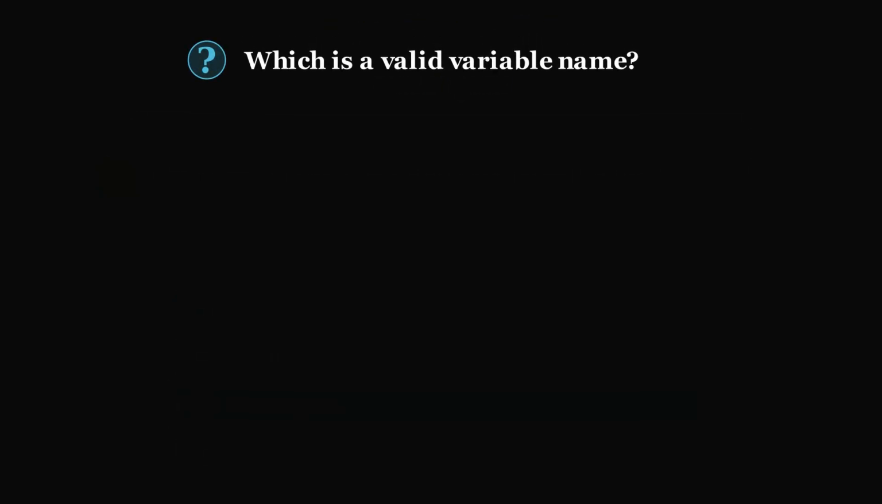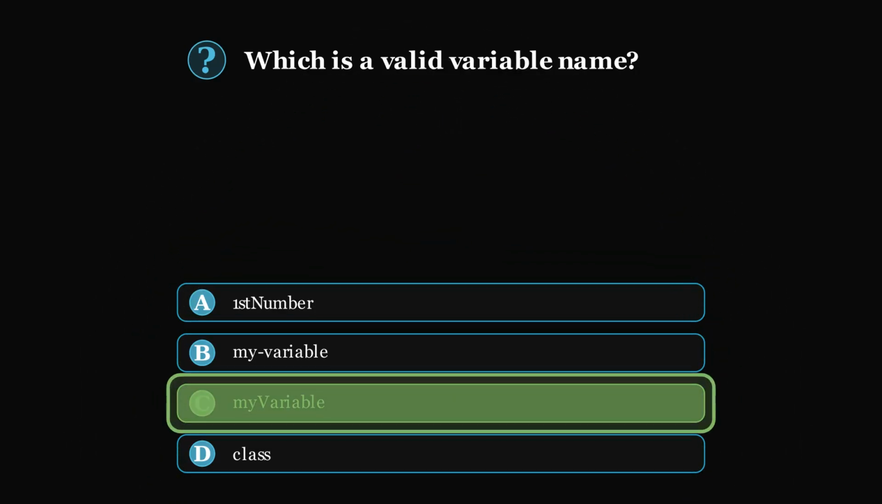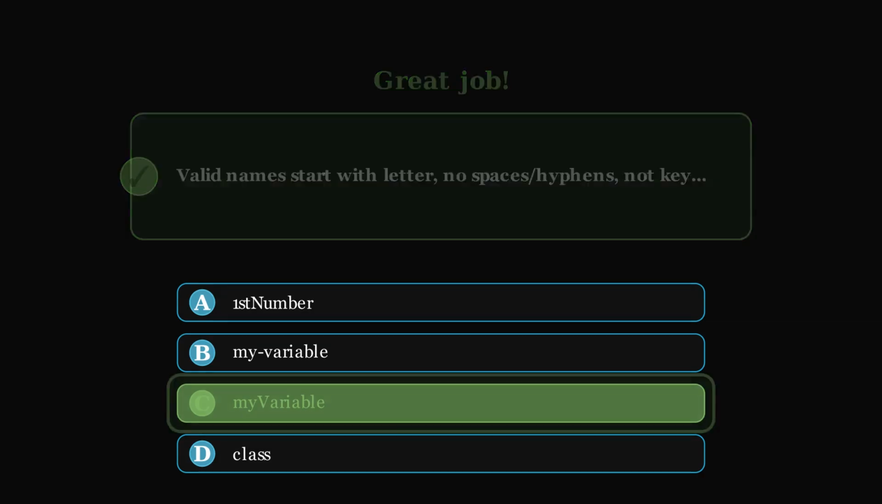Which is a valid variable name? Which one is correct? The correct answer is valid names start with a letter. No spaces or hyphens, and not a keyword.